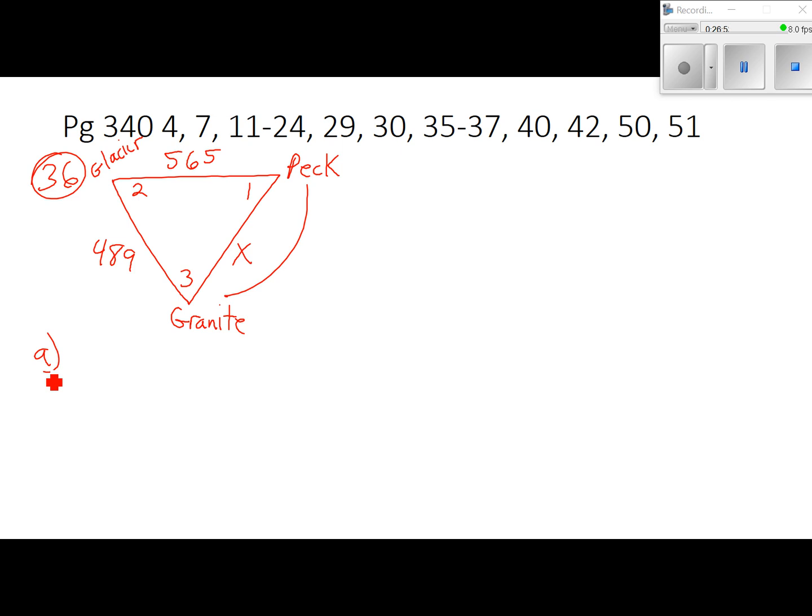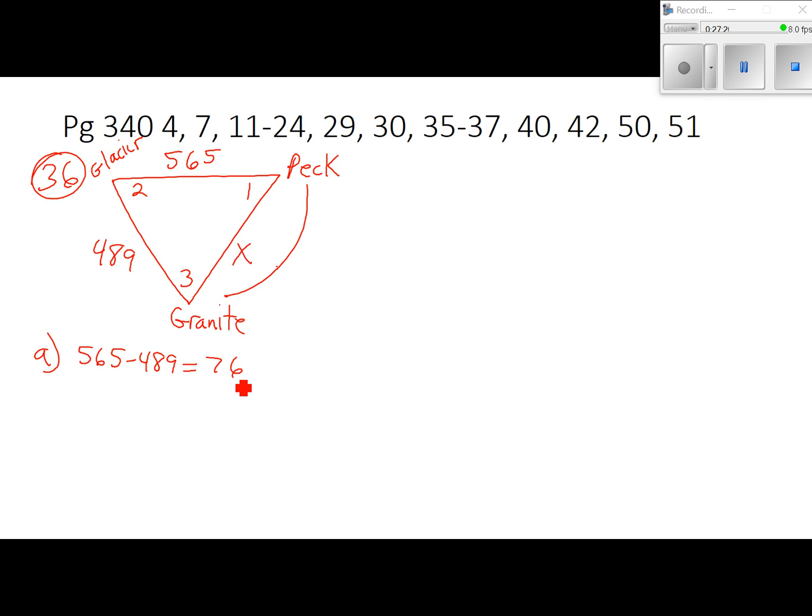And all we're going to do to write these two inequalities is we know that this third side of the triangle must be between two certain numbers. The way we're going to get the first number is we're going to subtract the two. So 565 minus 489, that's going to give us the low end. If you grab your calculator and do it, it's going to end up being 76.